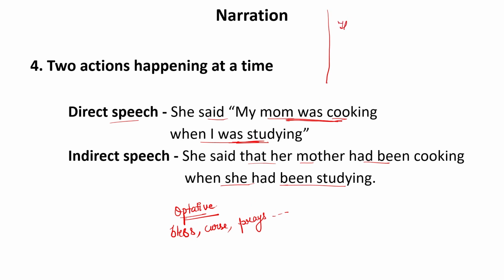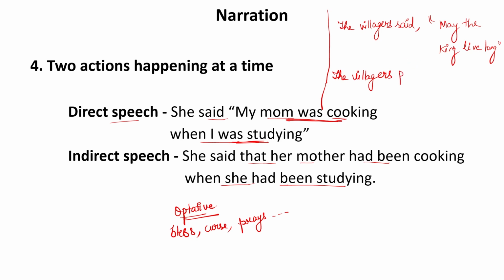For example, the villagers said, may the king live long. It means the villagers like their king a lot. So they are praying, or they are just wishing that their king should have a long life. Now this will be converted into indirect speech like, the villagers. Now this said can be changed according to the sense of the sentence.